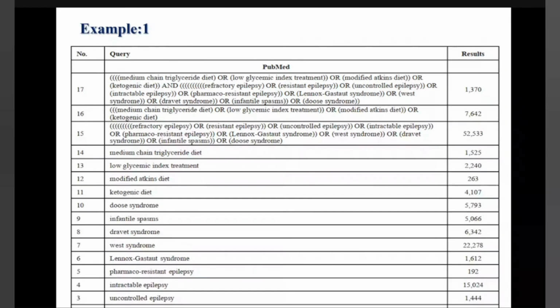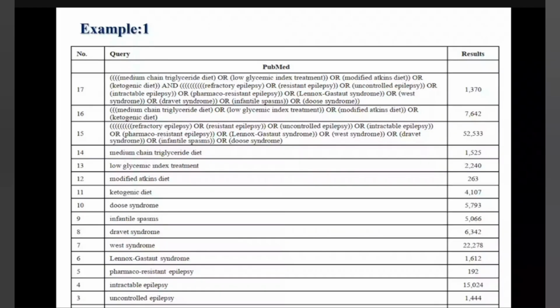Okay, so we define it on the basis of PICOT. Population we have added, and for intervention we have added ketogenic diet, modified Atkins diet, low glycemic index treatment. Then the comparator. And sometimes, when we are doing the search strategy, we usually go for the population and intervention if the comparator is not very crucial.